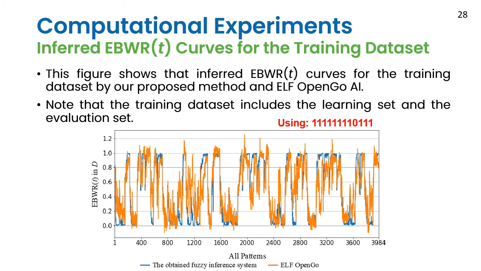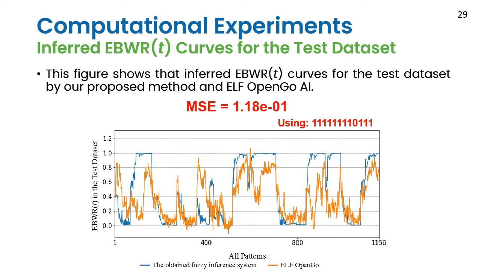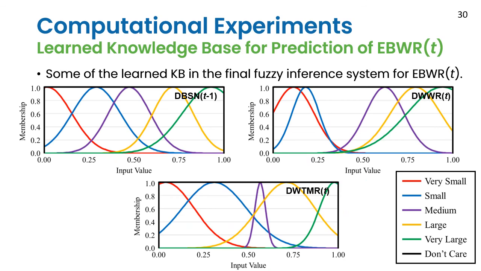This figure shows the inferred present EB win rate curves for the training dataset. This figure shows those for the test dataset. In this figure, some parts of patterns are wrongly predicted. It means that the obtained fuzzy inference system is overfitting to the training dataset for prediction of EB win rate. These figures are parts of the learned knowledge base for prediction of EB win rate.